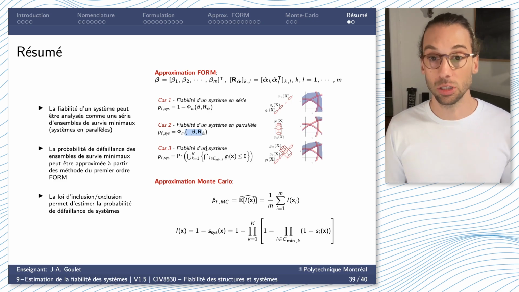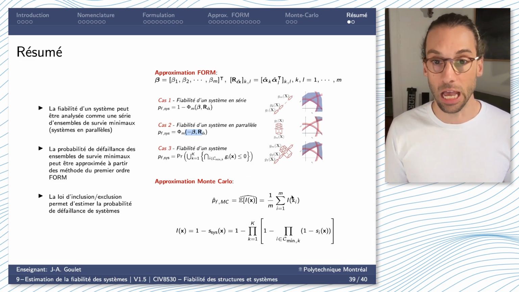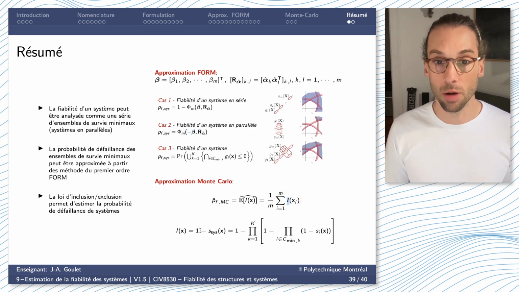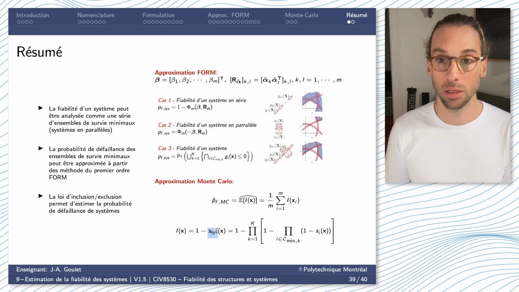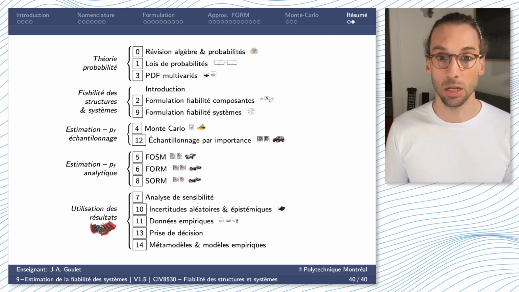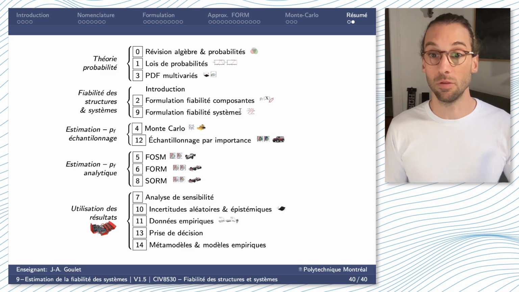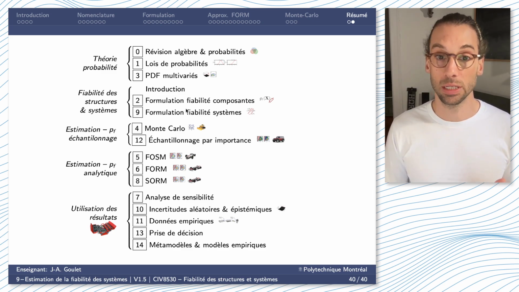If I want to do this using Monte Carlo analysis, I can do the same. I just use standard Monte Carlo where my indicator function is going to be 1 minus my state variable for my system. And I can evaluate it in the same way as I saw with the techniques we covered in module 4. So that finishes what we wanted to see here with module 9, where we have extended everything we've seen so far from component to system.